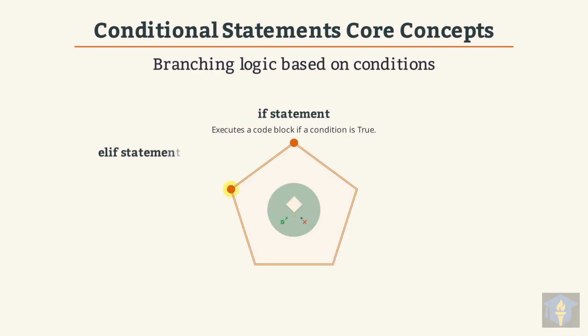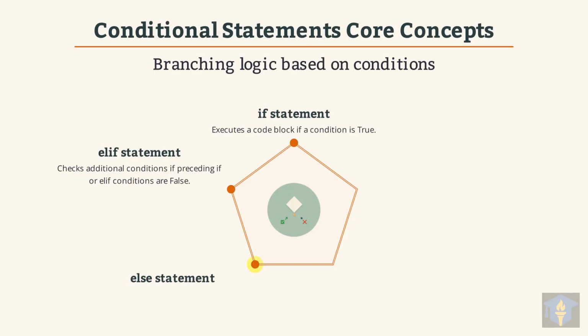Next, the elif statement allows you to check additional conditions, but only if all preceding if or elif conditions were false. It provides an alternative path, checking a new condition if earlier ones didn't hold true, ensuring sequential evaluation.